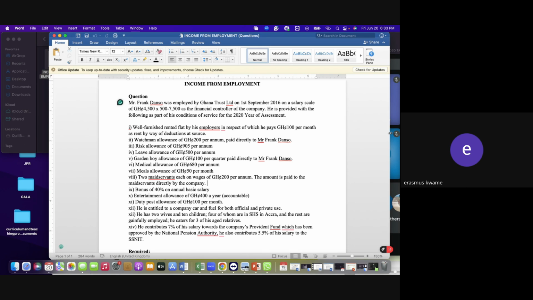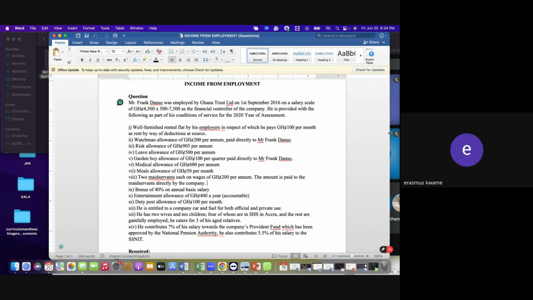He is entitled to a company car and fuel for both official and private use. He has two wives and ten children, four of whom are in SHS in Accra, and the rest are gainfully employed. He caters for three aged relatives.